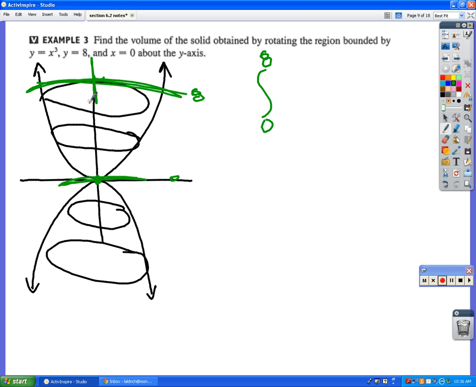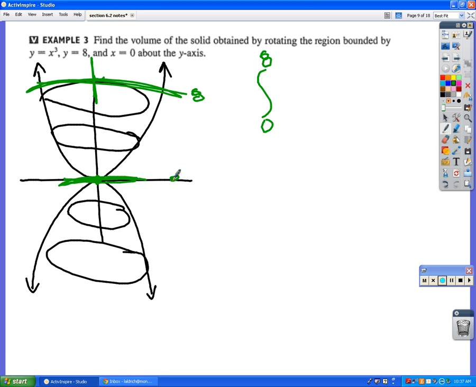No, because they could have said from -8 to 8, and then we would care about the bottom part. So if they give us a negative y, then we care about the bottom. That's why the first step is to make the graph. Okay, so then the second step is to use the graph to figure out where you're going from. And in this case, we're going to go from 0 to 8.